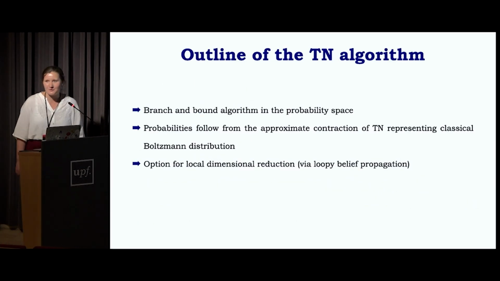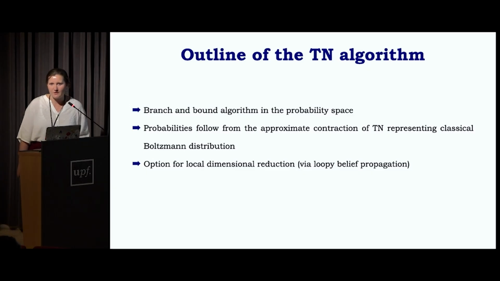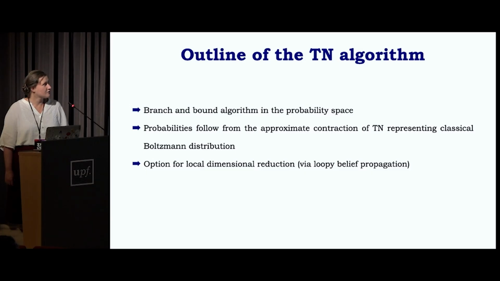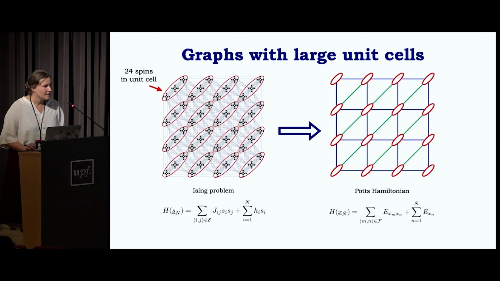Okay, so what are the main steps of our algorithm? It is based on the branch and bound algorithm in the probability space. So it allows us to search for low energy states, as we claim that the low energy states are the most probable ones. And tensor networks are incorporated into this algorithm at the probability calculation level, as they represent the classical Boltzmann distribution. We also try the option of local dimensional reduction of those cluster degrees of freedom using loopy belief propagation. And I'm going to elaborate on these concepts later during this talk.